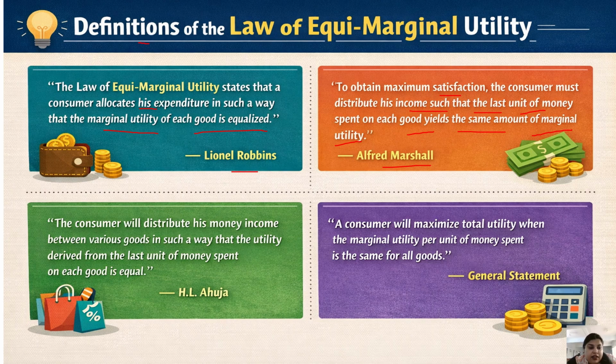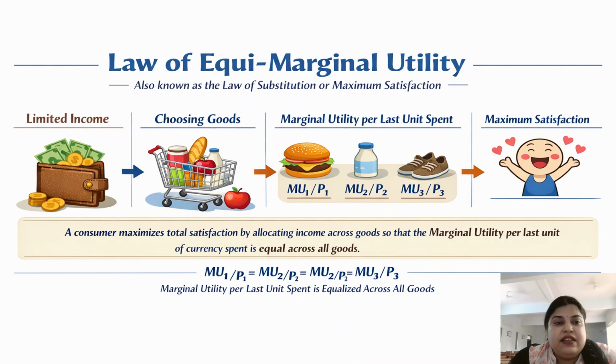Ahuja says that the consumer will distribute his income between the various goods in such a way that the utility derived from the last unit of money spent on each good is equal. The next definition: the consumer will maximize total utility when the marginal utility per unit of money spent is the same for all goods. These are the definitions. Now let's understand the law of equimarginal utility. It can also be called the law of substitution or the law of maximum satisfaction.